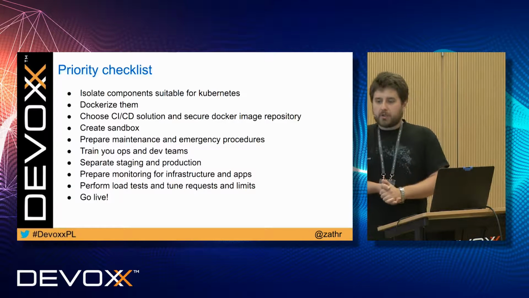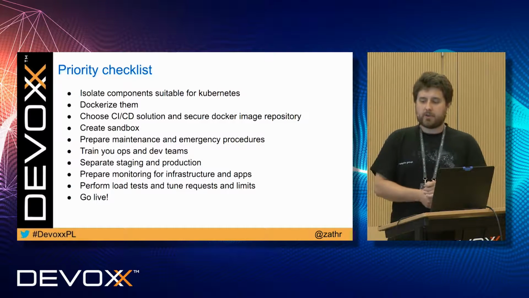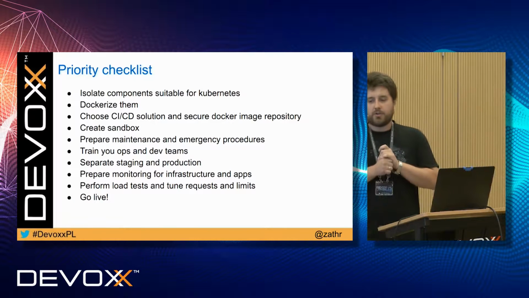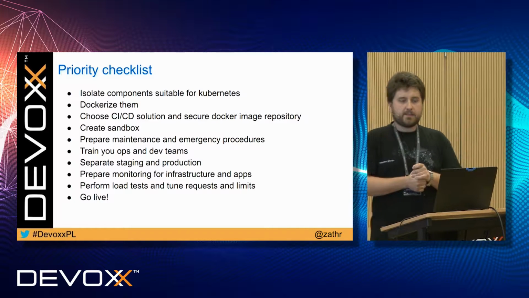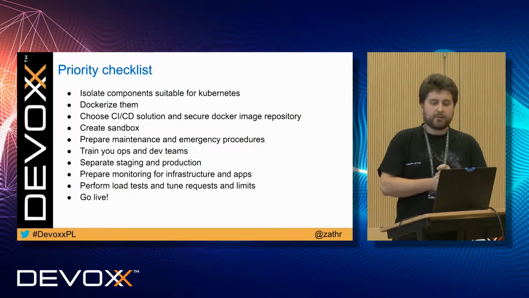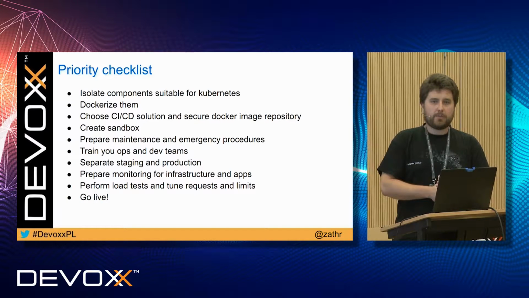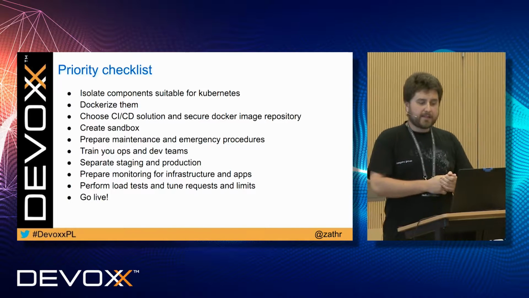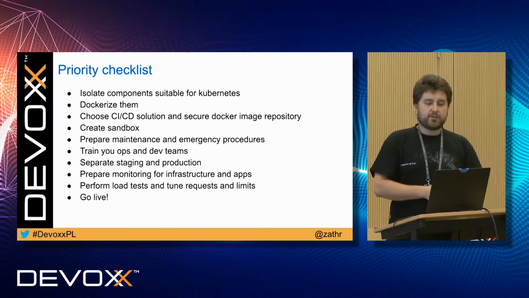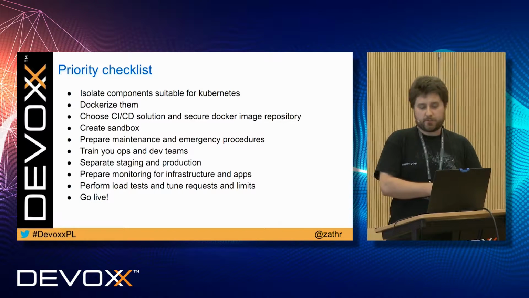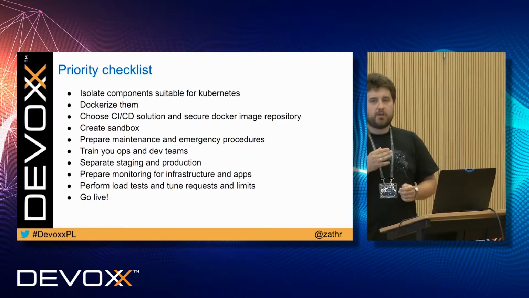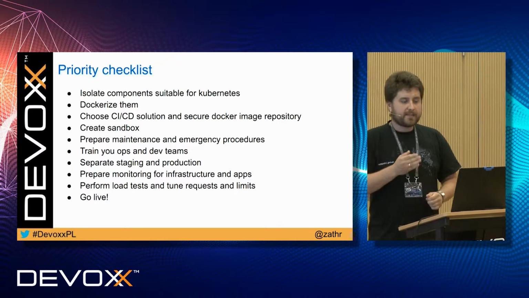Now, a quick priority checklist. Isolate your components for Kubernetes, Dockerize them, choose your CI/CD solution, and secure your Docker image repository. If you are running in GitLab, you're in luck. They provide you with one for free. Next, create a sandbox and prepare maintenance procedures for maintenance and emergency. Train your teams to follow them.